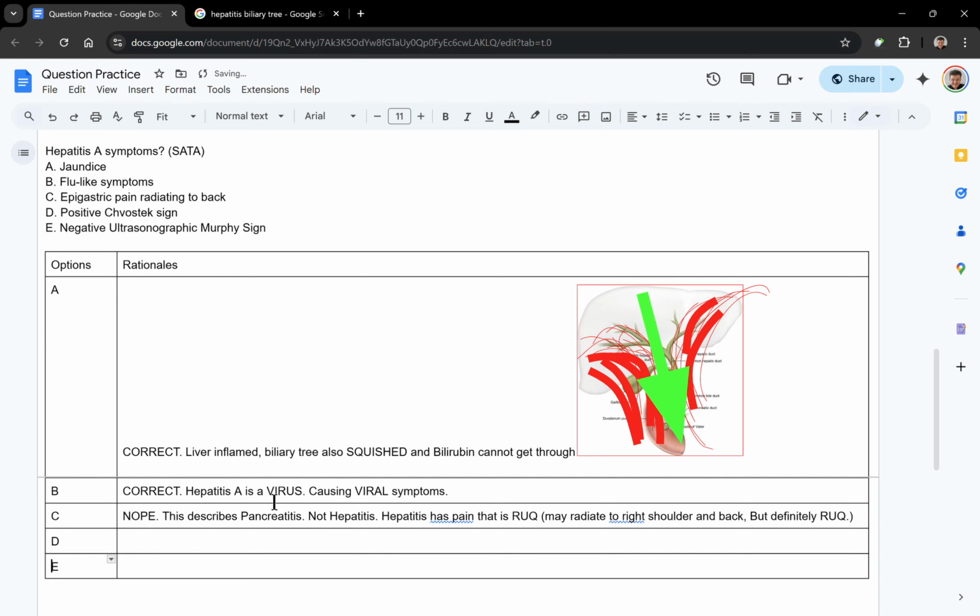Okay? So you want to put the rationales here when you're going through questions. Otherwise, it can easily ask another, say, pancreatitis symptoms. Does pancreatitis have jaundice? No. Does it have flu-like symptoms? No. It has fever, but not a mild, I've been feeling weak for the past week. It's pretty quick in onset, the last 3 or 4 days, and they feel really bad. It's a huge body-wide inflammation. And epigastric pain radiating to the back, yeah, that's pancreatitis. Positive Chvostek sign, is that pancreatitis?